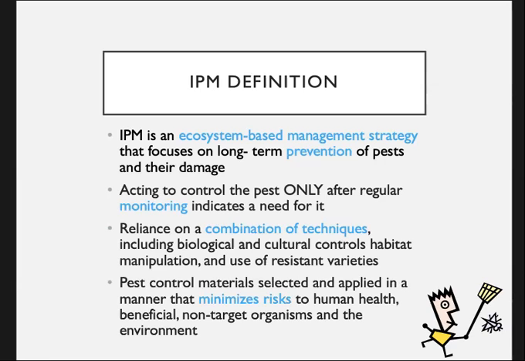And when we do select methods to manage, after prevention hasn't worked, after what are called cultural controls haven't worked, we are going to choose methods and apply them in a manner that is going to avoid risking our health, the health of other organisms on the farm that are not targeted pests, maybe beneficials, and we're going to do things to minimize the risks to the environment. Okay. So that's the overall philosophy of IPM.